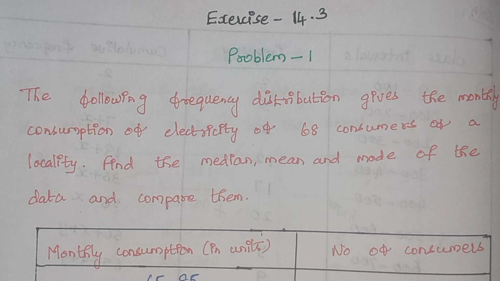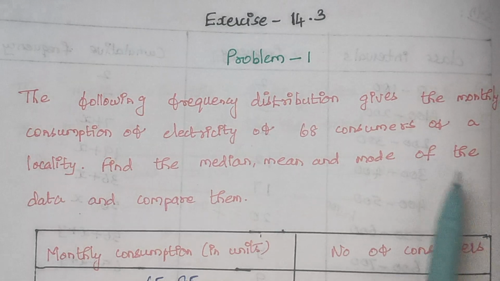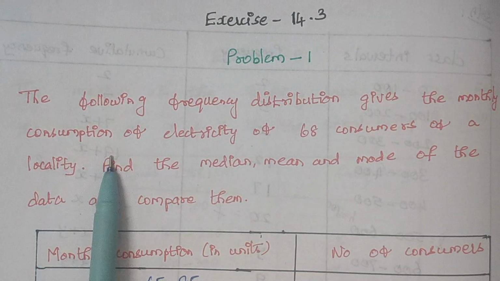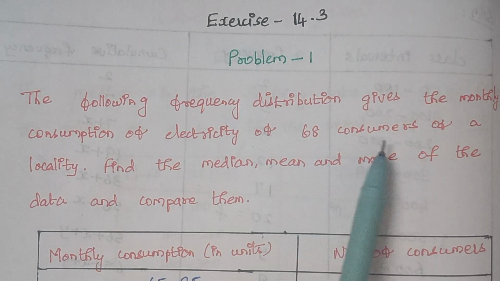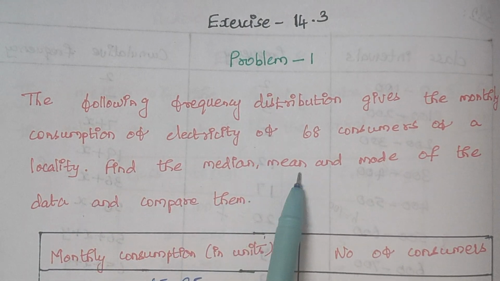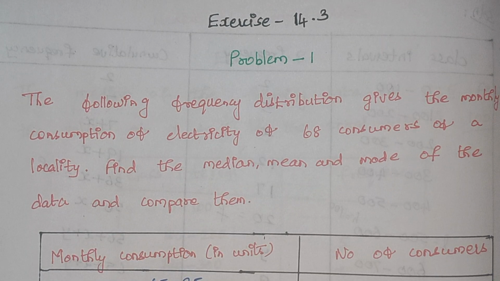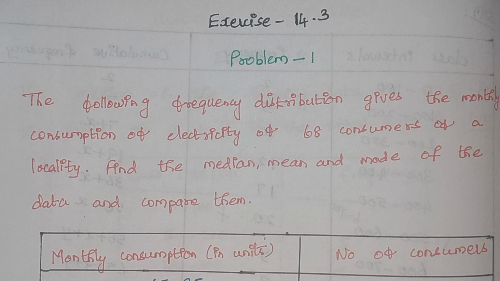Today we are going to solve problem 1 in exercise 14.3. The problem is: the following frequency distribution gives the monthly consumption of electricity of 68 consumers of a locality. Find the median, mean and mode of the data and compare them. So here in this problem, for the given data, we are going to find all the three things, right? Median, mean and mode. And finally, we are going to compare.